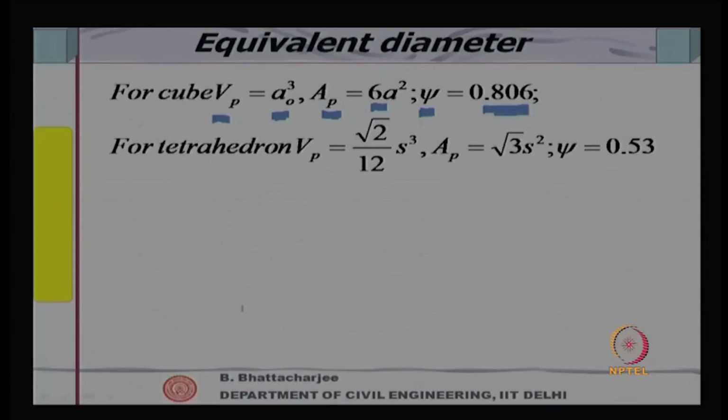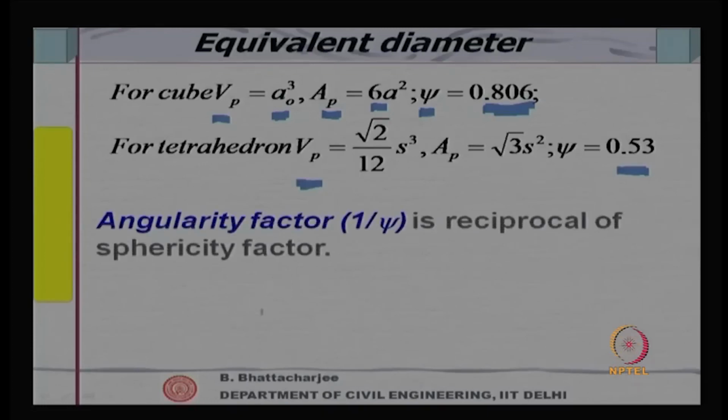The sphericity factor will come out to be 0.806. For a tetrahedron, this value is 0.53. You can show it similarly for a tetrahedron. So, the angularity factor is 1 by xi, the reciprocal of the sphericity factor. So, we define another term. This is how we can quantify shape in some manner. The angularity factor is the reciprocal of the sphericity factor.